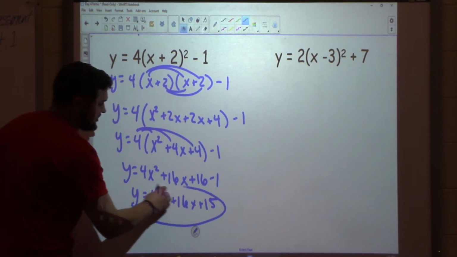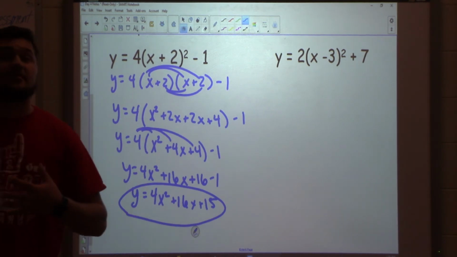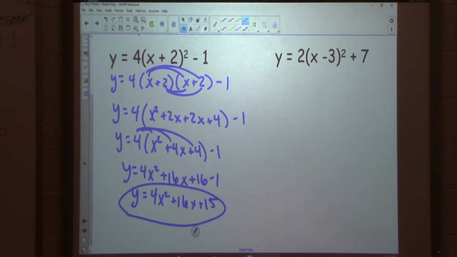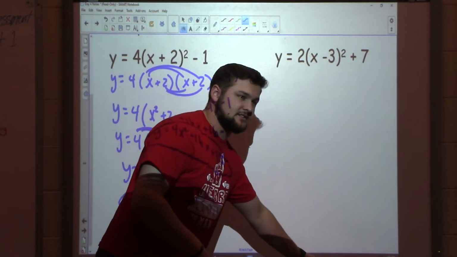So not much is changing here. We're not changing a whole lot of our process going from vertex to standard. We're still FOILing, we're still combining like terms. Now we have to distribute that number in. Does that make sense? So just a little more solving before we get to our final answer.